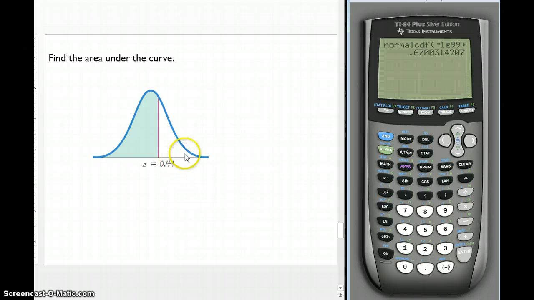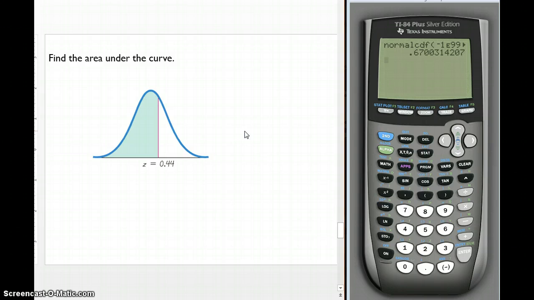And if you remember, the whole area is equal to 1, but just that part that is shaded here is equal to 0.67. Another important thing to note is that there is a correspondence between area and probability. So if they ask for the probability given this range of z-scores, then that probability is equal to this area.